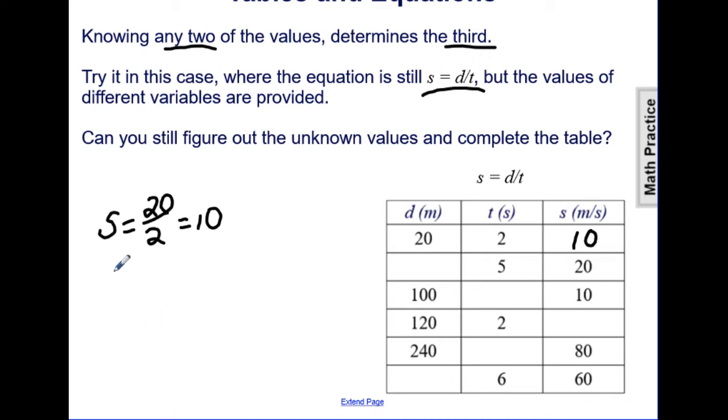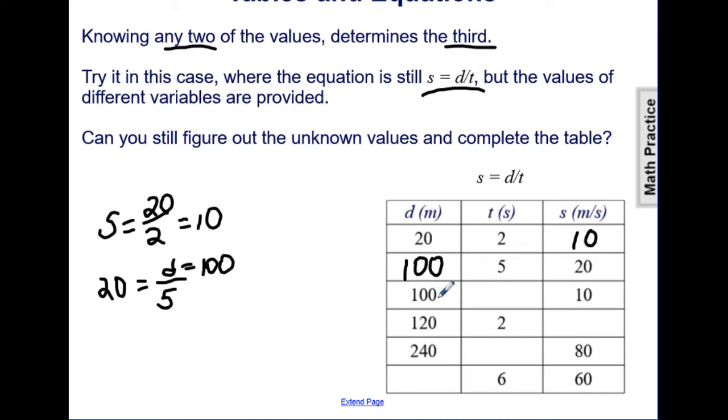Now we're missing the distance. So we're given the speed is 20, and the time, which we're told is 5. Now this is a little harder. Now it's not just dividing the numbers. We have to think, well, what number divided by 5 equals 20, which we can figure out is 100. So the distance would be 100.